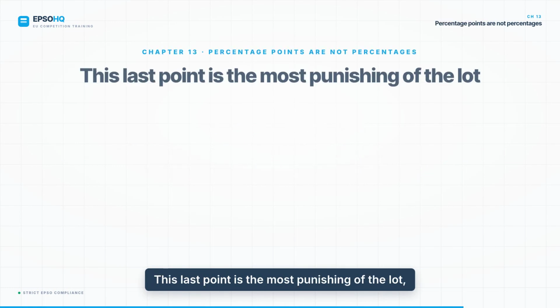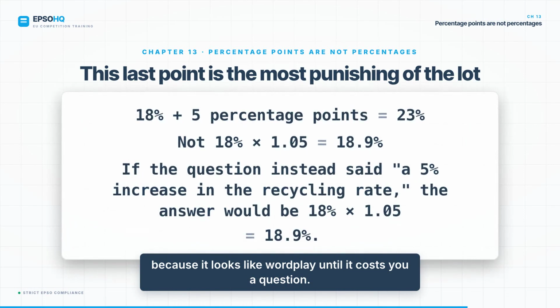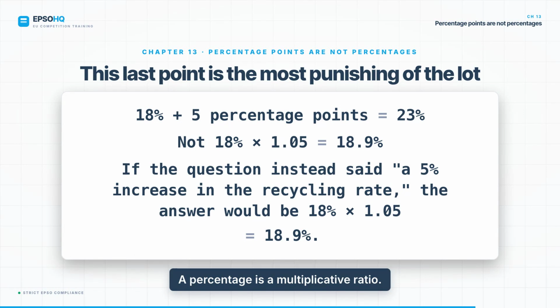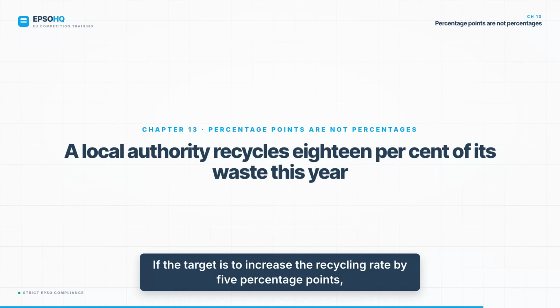This last point is the most punishing of the lot because it looks like wordplay until it costs you a question. A percentage point is the absolute difference between two percentages. A percentage is a multiplicative ratio. They are different things. A local authority recycles 18% of its waste this year.